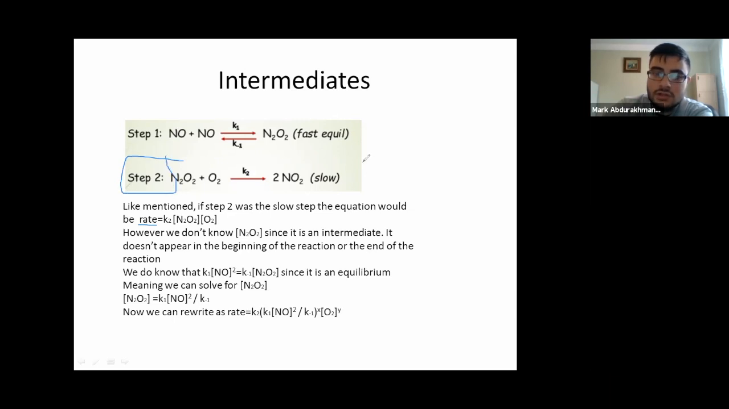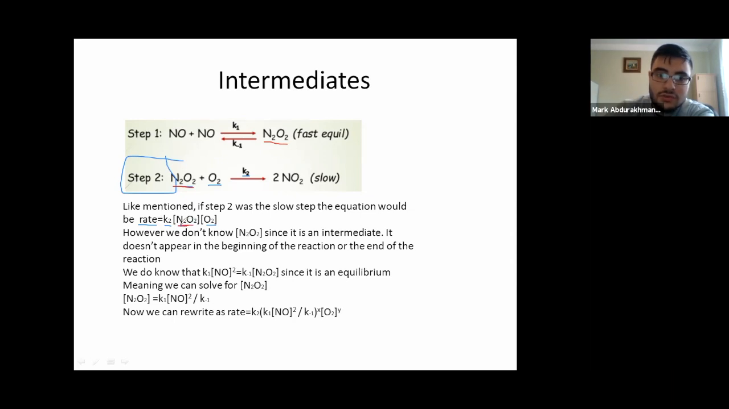The rate of this step 2 is equal to the rate constant, which is here, times the concentration of the two reactants. So just NO2 and O2, right? Well, okay. N2O2, you can see this thing right here, it's an intermediate. Let me see if I can change the color. Yeah, okay. This is an intermediate. You see it appears here and it appears here. You can't include intermediates in rate laws. It's just a rule. You're not allowed to do this, right?